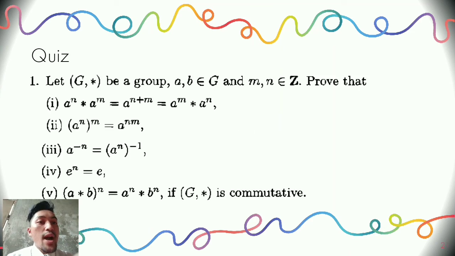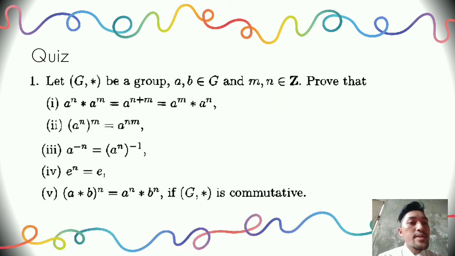But students, before I say goodbye to you for this discussion, we will have a quiz. So let G star be a group, A, B elements of G, and m, n elements of Z. Prove that 1 to 5. All right, please take a screenshot. Are you done?